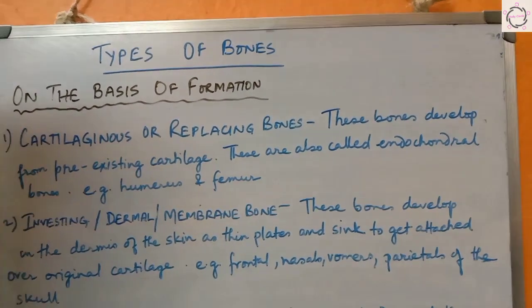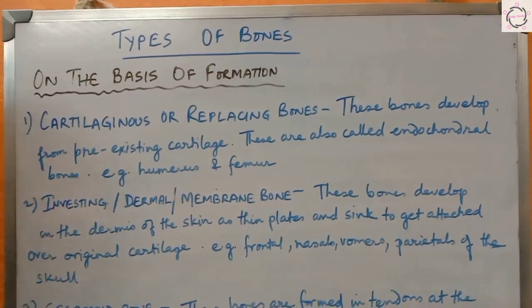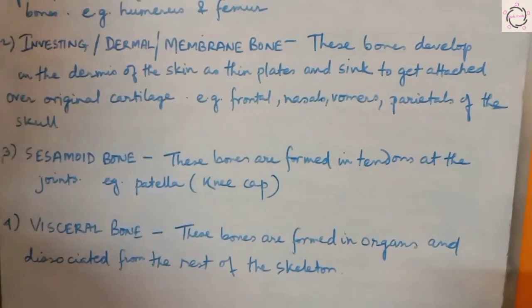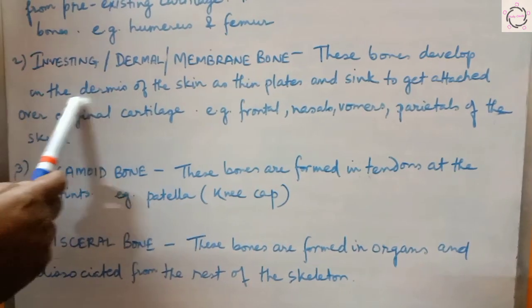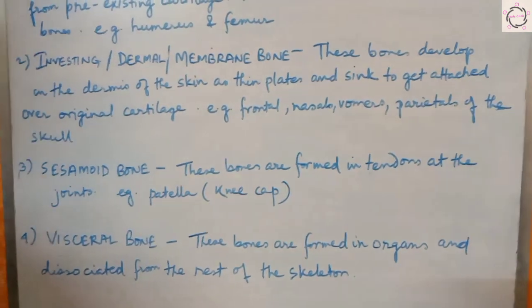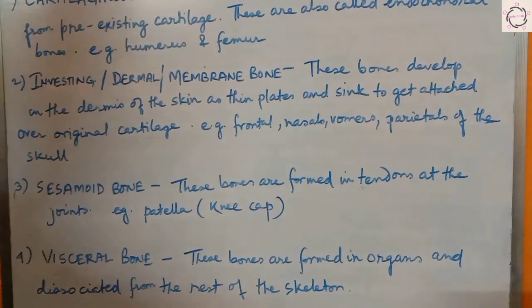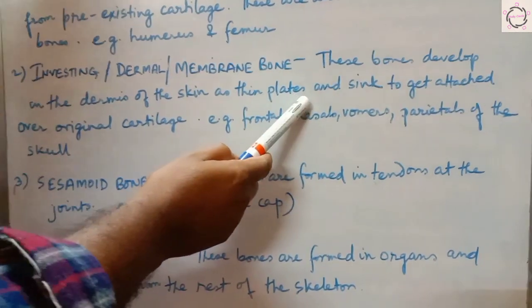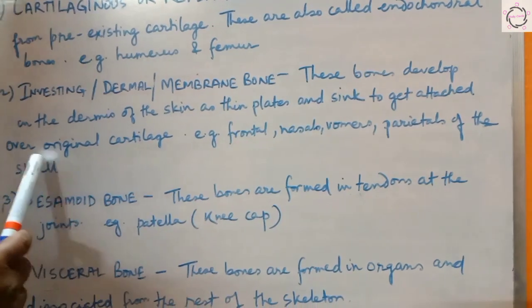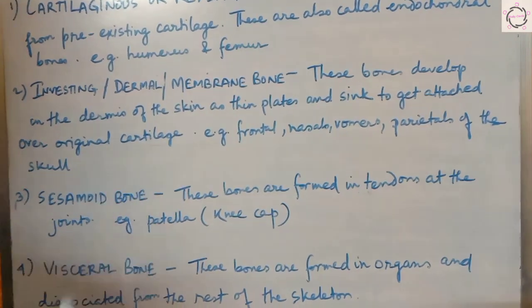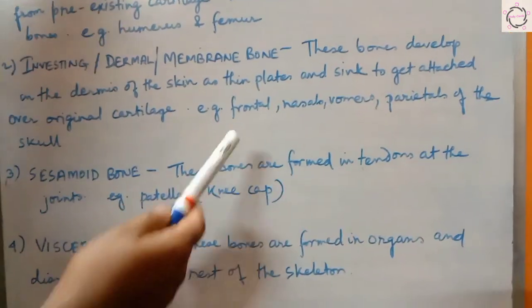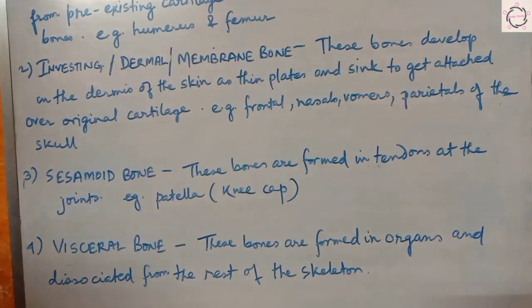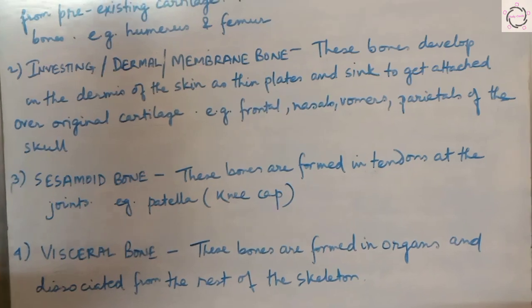Example, humerus and femur. Next is investing, dermal or membrane bone. These bones develop in the dermis of the skin. As you know, epidermis and dermis are the 2 layers of the skin. They develop as thin plates and sink to get attached over original cartilage. Example, frontal, nasals, vomer, parietals of the skull. These are all skull bones.